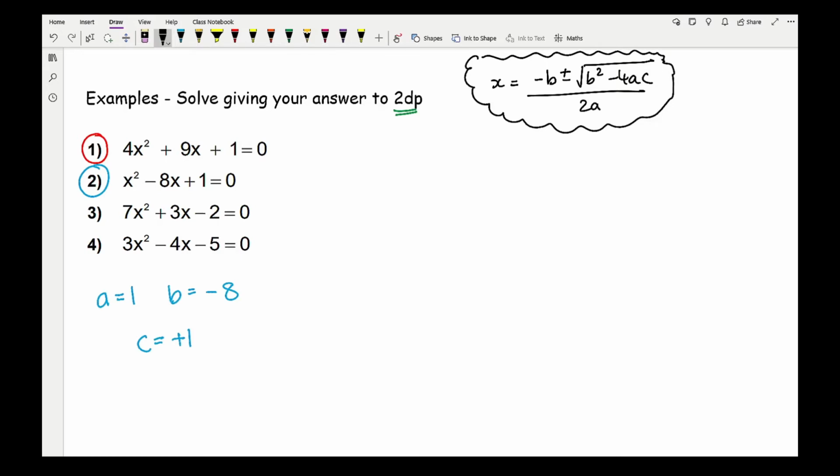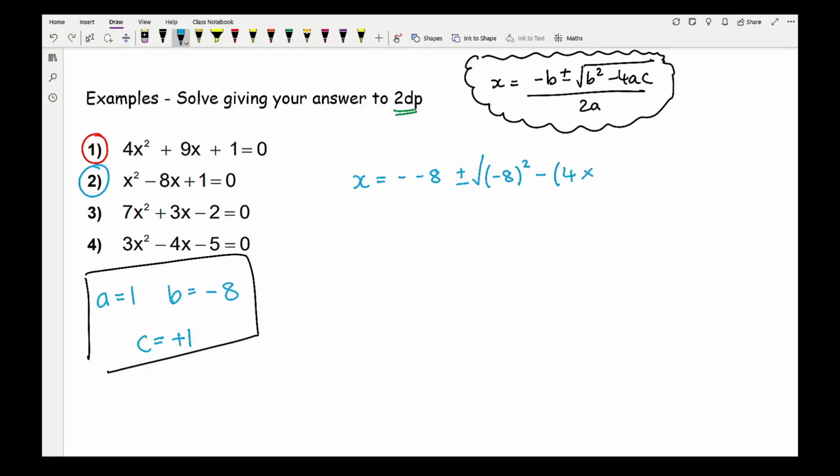And so now all I'm going to do is substitute these numbers into the quadratic formula. So what I'm going to have is x equals, and it's going to be now minus 8, because obviously the minus is part of the formula, plus minus, then I've got minus 8, which I'm going to write in squared bracket, minus bracket 4 times 1 times 1, and that's all being divided by 2 times 1. So then all I'm going to do is simplify this.